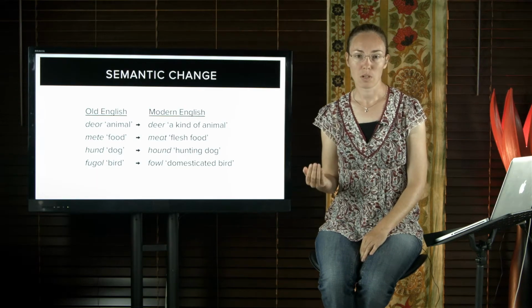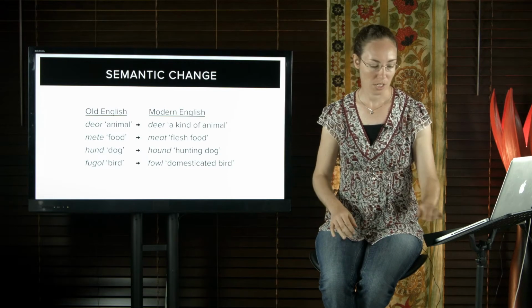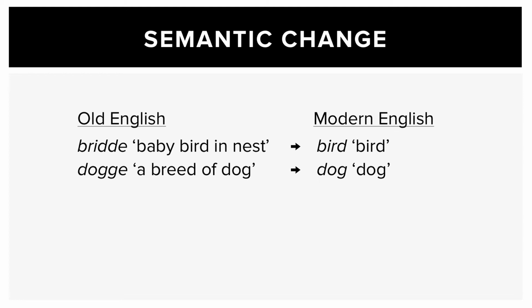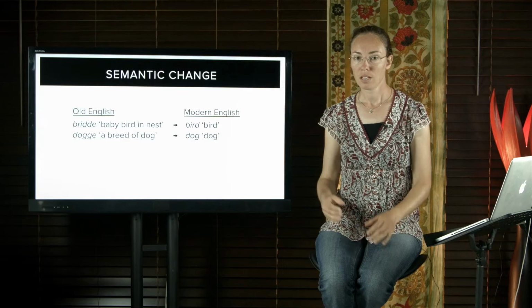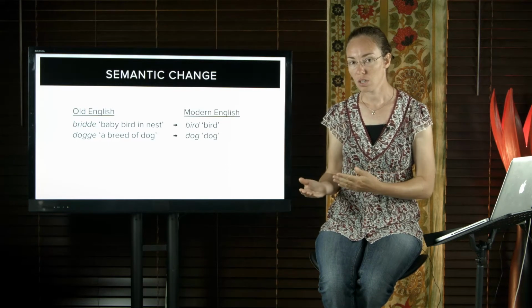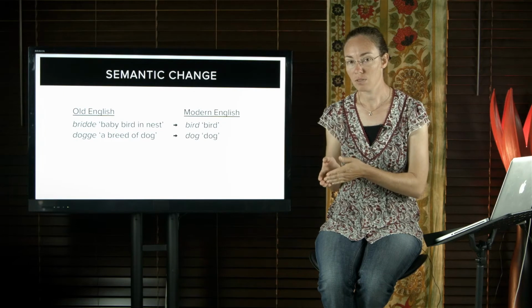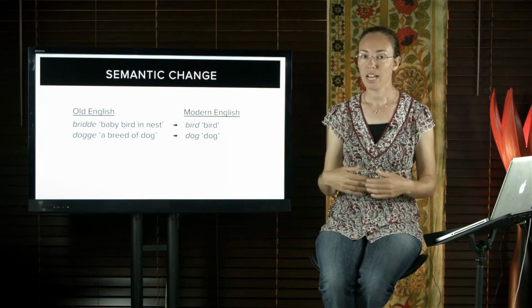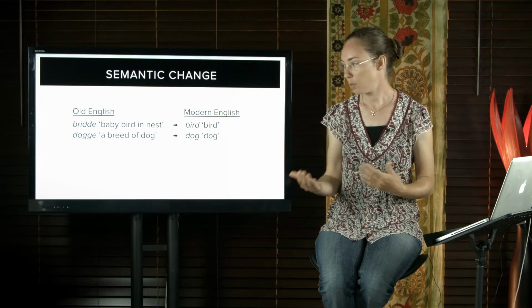The meanings of words can also become broader over time. For example, the Old English word bride, meaning baby bird in a nest, has become bird, and dog, a breed of dog, has become dog in modern English. Now note the interesting switch between dog and hound. So dog used to mean a particular kind of dog, while hound meant any dog. And now they've changed meanings, as have bird and fowl.